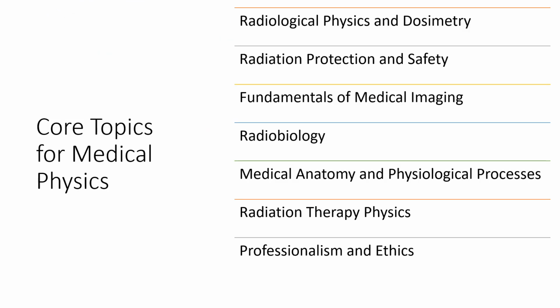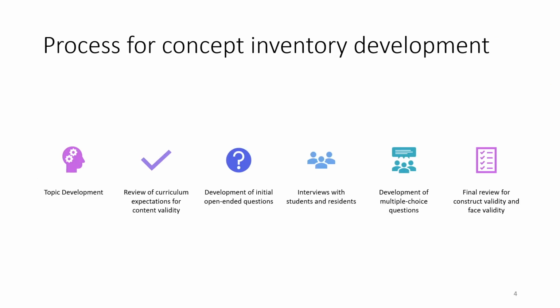There are 6 core topics described as essential components of graduate study in medical physics. We developed a concept inventory in radiological physics and dosimetry. A working group of content matter experts was formed to create concept inventories for medical physics topics. Radiological physics and dosimetry was selected as a core topic for the assessment, and initial open-ended questions were developed by interviewing medical physics students and residents to better understand how learners approach fundamental concepts.